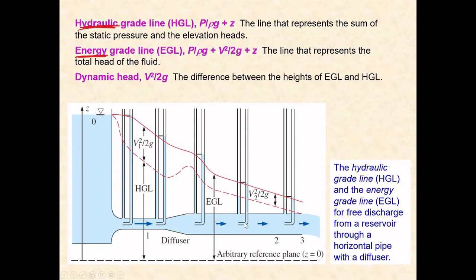So this is because of the friction loss. Okay, friction loss, the major and the minor loss. So it's due to friction. So overall the total head drop, or the EGL drop, the energy grade line drop. But not only that, the hydraulic grade line also drops.